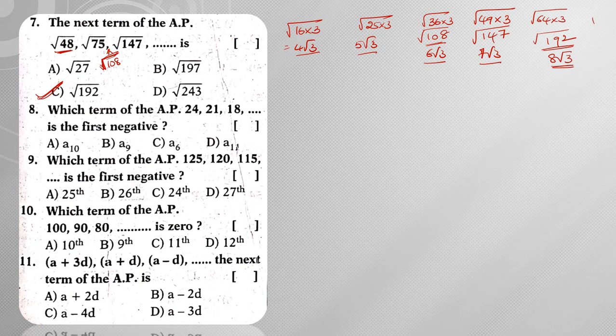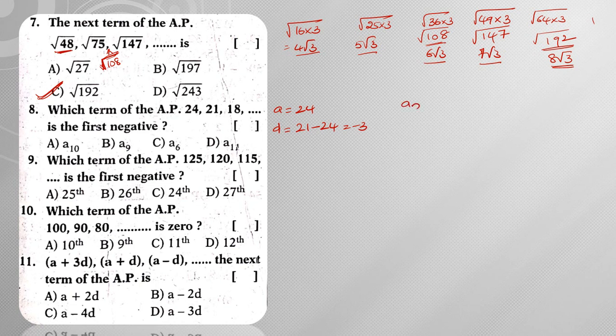Okay, so simply do this correction, right? Which term of the AP is the first negative term? Already we have done this type of problem in our previous questions. Now let us see. First of all, what is the first term? First term is 24. What is the common difference? Common difference is second term minus first term, which is nothing but minus 3.